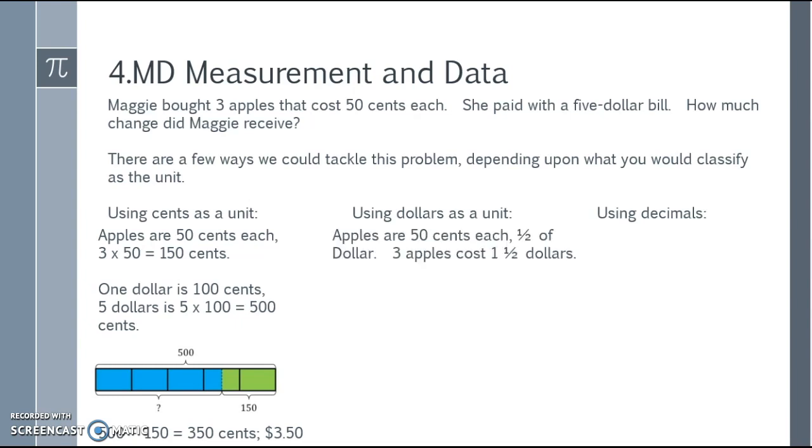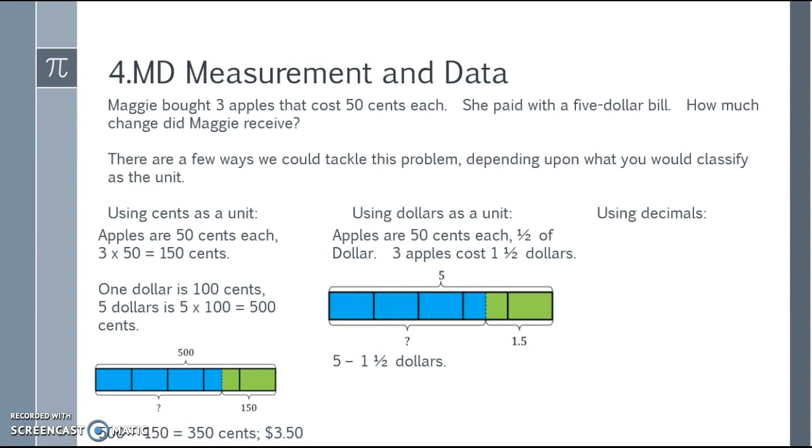Using the dollar as a unit, apples are 50 cents each, half of $1. 3 apples then cost $1.50. We can set up the exact same bar diagram, except our units are a little different. Because 5 is the unit, we have 1.5 that we purchased. How much is left? Well, 5 minus $1.50 gives us $3.50.